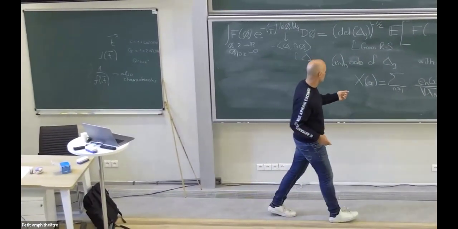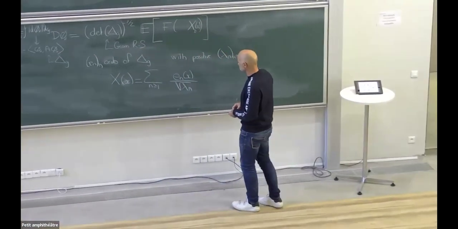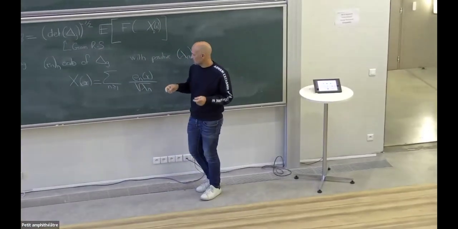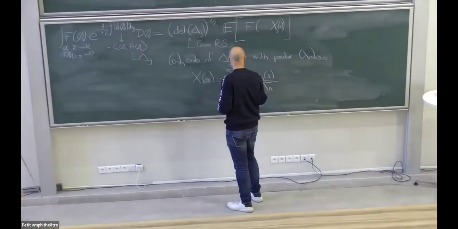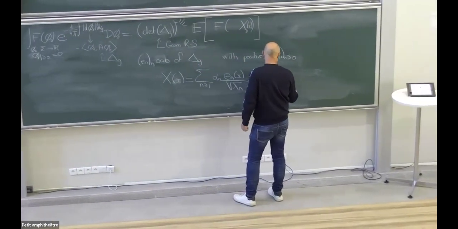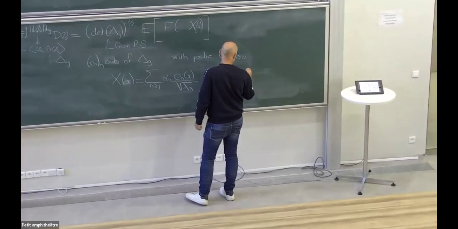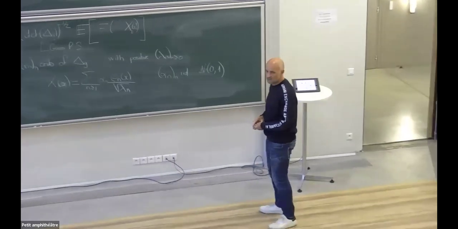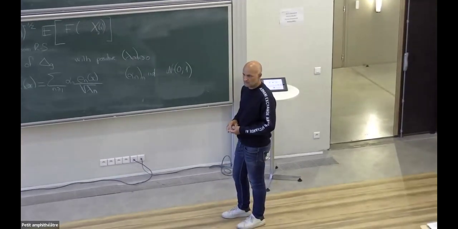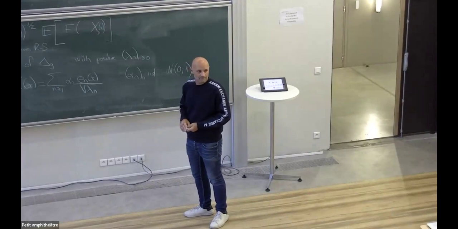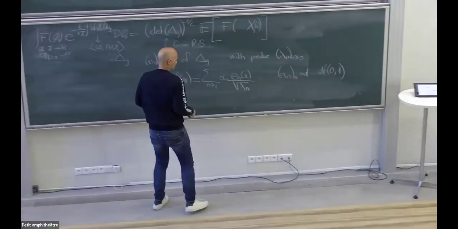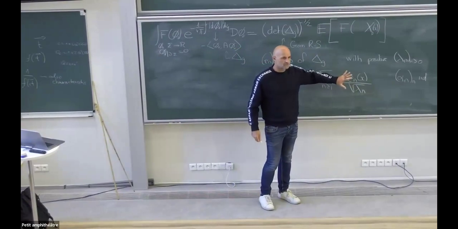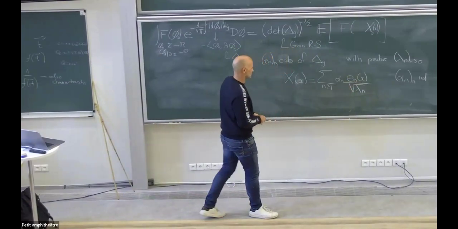Okay, so this is a series. But I forgot something here. And then I would put coefficients that are i.i.d. random Gaussian, so i.i.d. standard Gaussian variables. That's good. In finite dimension, we would do exactly the same story.